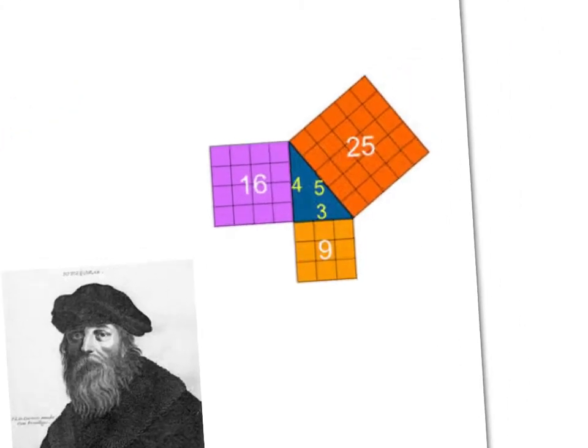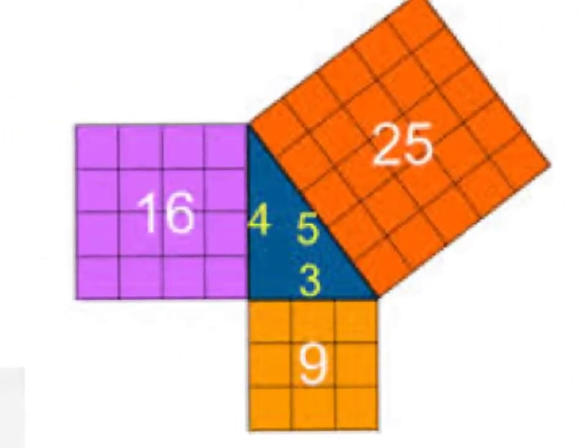Okay, quick example here, back to Pythagoras' theorem. If we've got side lengths of 4 and 3 with our right angle in here, we can quickly find out that this side will be 5, given that 4 squared is 16, 3 squared is 9, 16 plus 9 is 25, square root of 25 equals 5. Okay, let's move on.